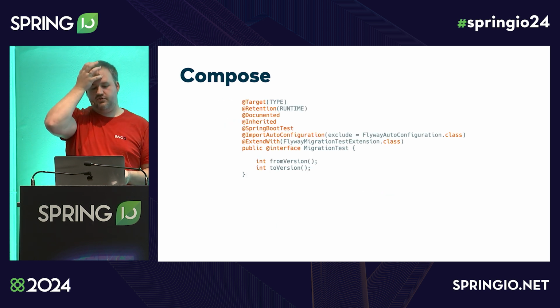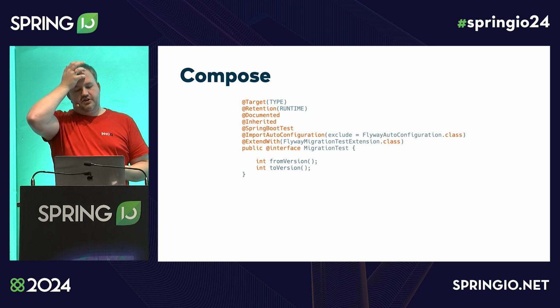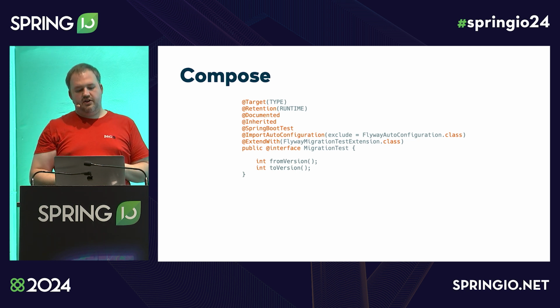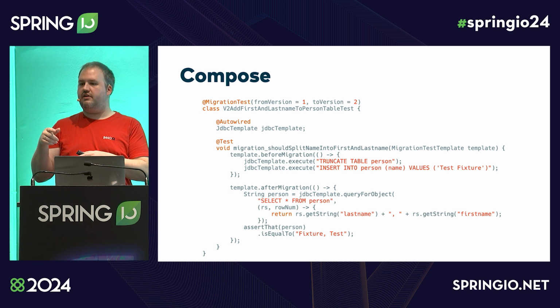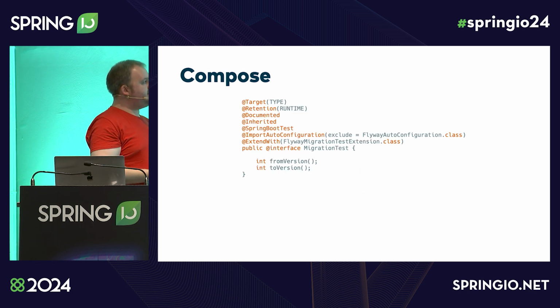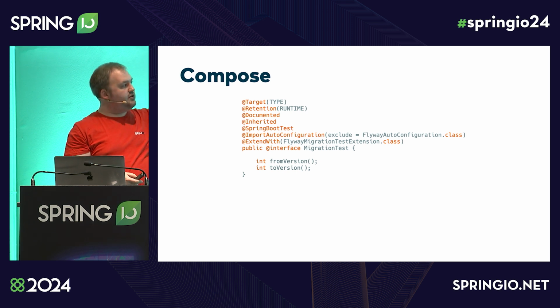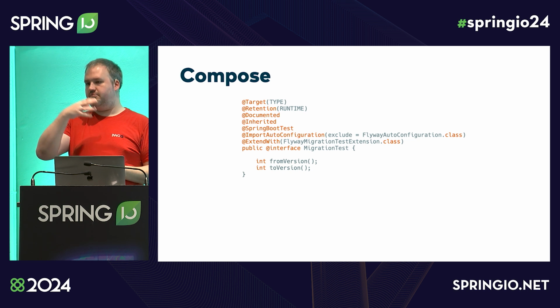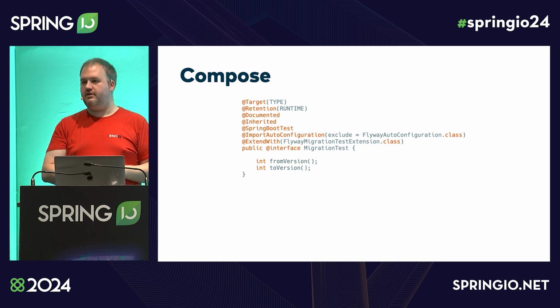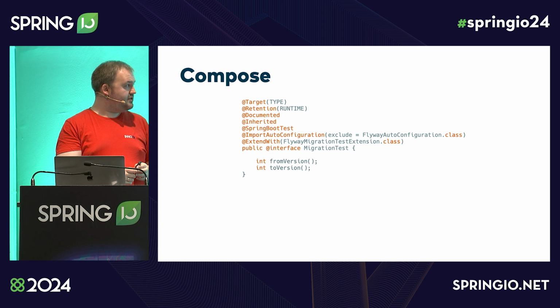And so what can we do to compose it? Because we know every time we want to test that migration, we don't need that in combination with another annotation like web MVC test or such stuff. And therefore we compose it by saying every test that is annotated with migration test is a Spring Boot test. We don't want the Flyway auto configuration of Spring Boot to run because we keep track of the migrations ourselves, so we customize the Spring Boot test a little bit.